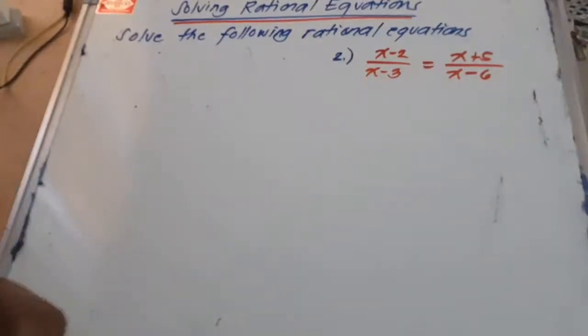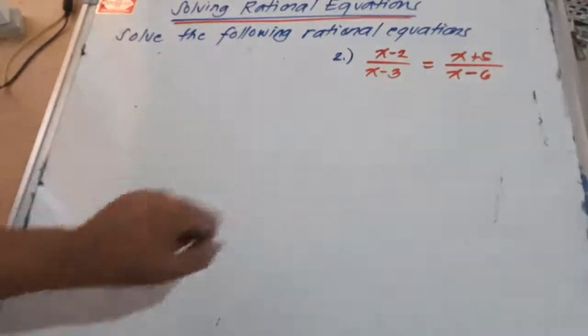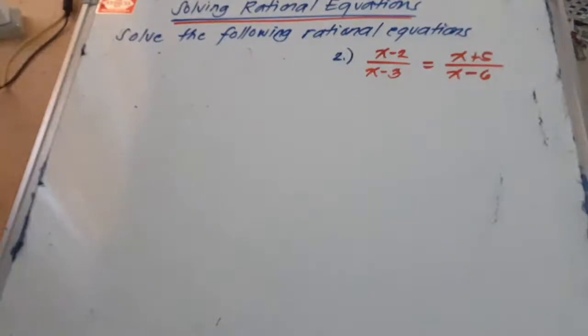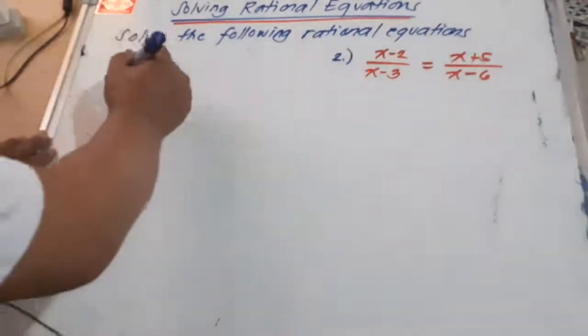So we have another example. X minus 2 over x minus 3 equals x plus 5 over x minus 6. So, kunin muna natin yung restriction of our denominators. So, dalawa. We have x minus 3 yung denominator sa left side, x minus 6 denominator dun sa right side of our rational equation. Kunin muna natin yung restriction.